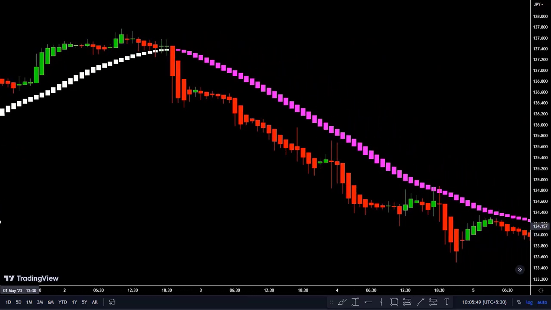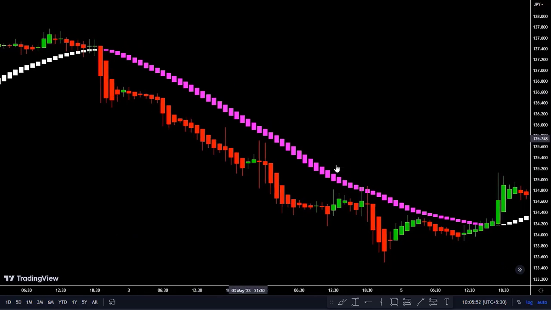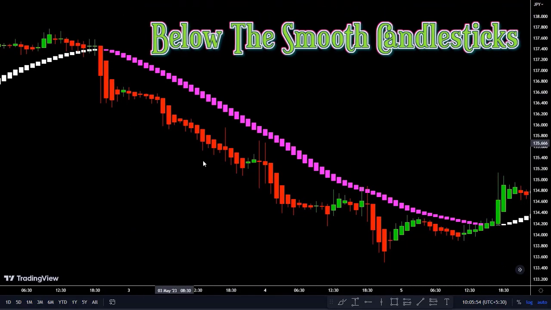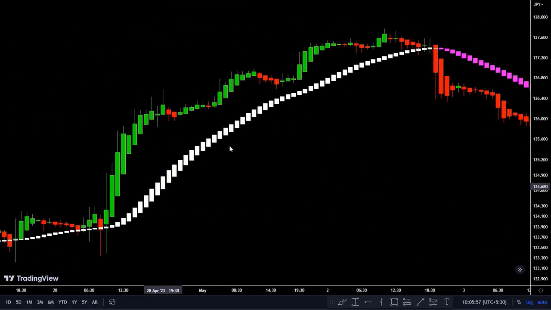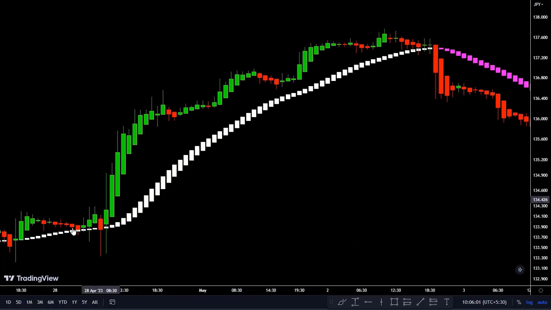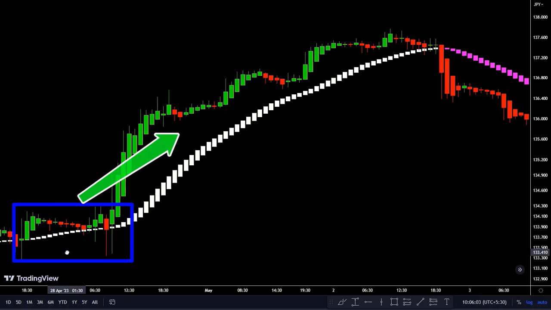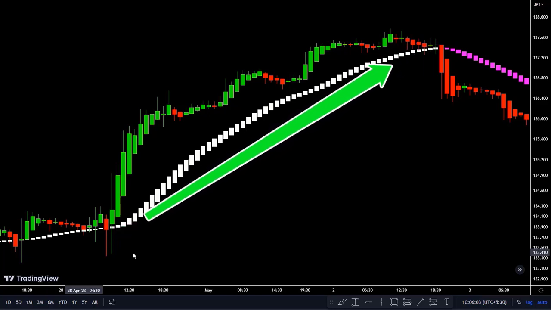Heiken Ashi candlesticks. You will often notice that when the current market trend is bearish, the price action will trade below the smooth candlesticks. When the trend is bullish, the price action will usually be trading above the smoothed candlesticks. As you can see here, the price crossed above the smoothed candlesticks. In other words, once the candlesticks turn white, there will be a high probability of the uptrend continuing.